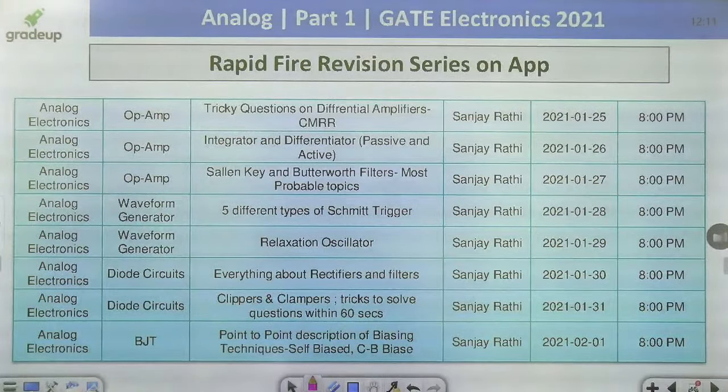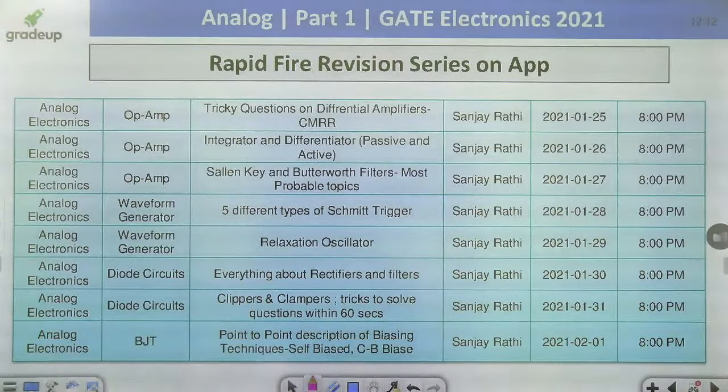This is very important for electrical students, because we are getting questions from CMRR, integrator, differentiator, Allen K filters, different types of Schmitt trigger. Relaxation oscillator means what? Square wave generator. Okay, relaxation oscillator means square wave generator. And then everything about rectifiers and filters, clipper and clamper, biasing. It is designed for what? Electrical, electronics and instrumentation branch. These all topics are important.